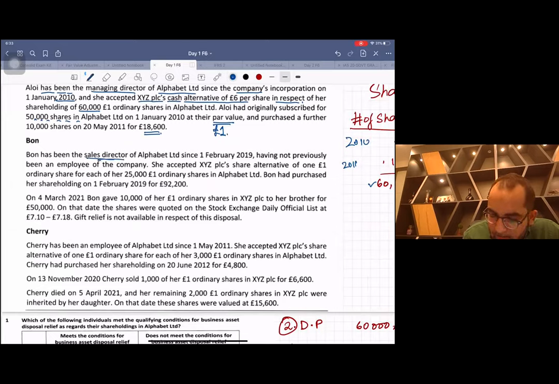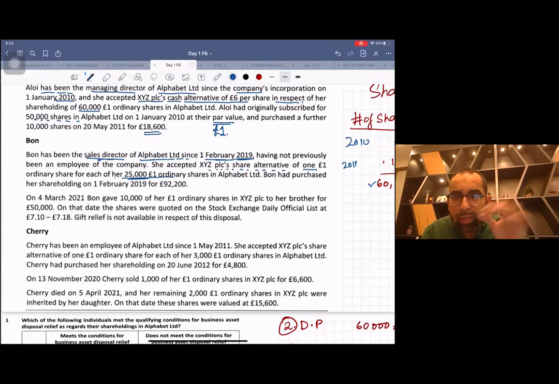Bond has been the sales director of Alphabet Limited since 1st Feb 2019, having not previously been an employee of the company. See, he joined the company on 1st Feb 2019 as the director. She accepted the XYZ PLC share alternative of 1-for-1 ordinary share of her 25,000. He has a 25% shareholding.